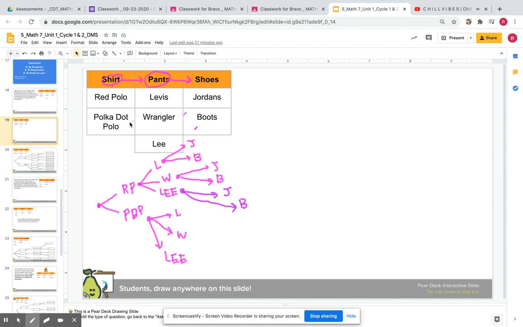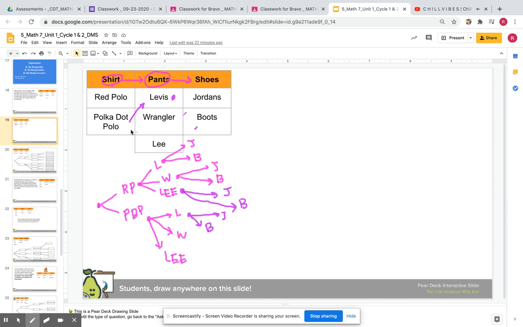So with the black polka dotted polo, we're talking about the Levi's. So for the jean of Levi's, how many shoes can you combine with the Levi's? I hope you're able to recognize that it's very similar to the very top, and you have two options again, and it's Jordans and boots.